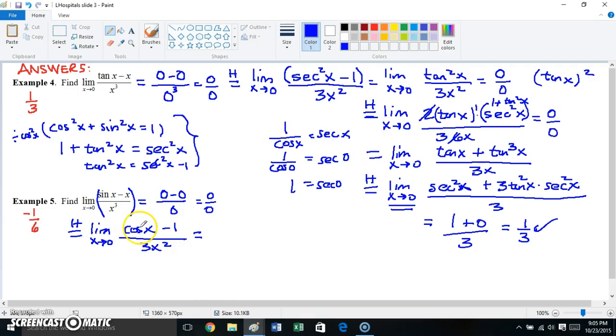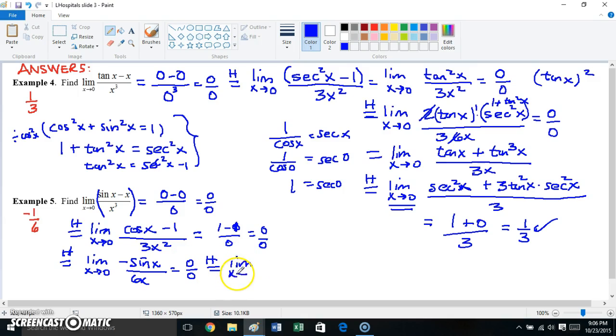Okay, so I get cosine of x minus 1 over 3x squared. Letting x go to 0, we're going to get 1 minus 1 over 0, which is 0 over 0. Let's apply L'Hopital's rule again. The limit as x approaches 0 of negative sine of x over 6x. That's going to be 0 over 0 again, so let's apply L'Hopital's again. We're going to get negative cosine of x over 6. Letting x go to 0 gives us negative 1 over 6.